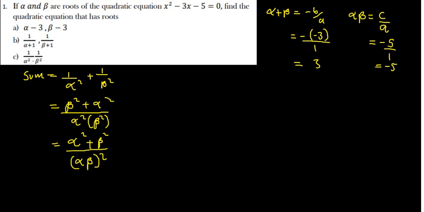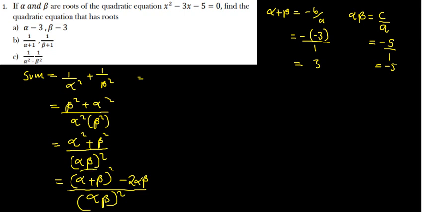Now every time we have got alpha squared plus beta squared, we need to know we have to substitute an identity there. And the identity is alpha plus beta in brackets squared minus 2 alpha beta. And then divided by, in the denominator we have got alpha beta and then squared. Now we can go on and substitute. Where there is alpha plus beta, we are going to substitute. We know the value for alpha plus beta, that is 3.